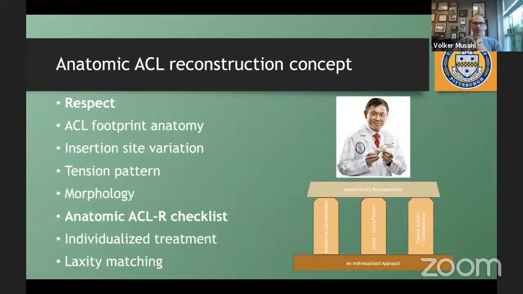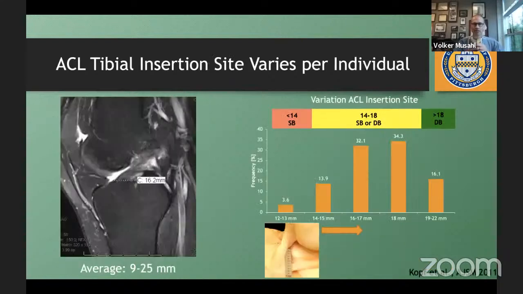Here's Dr. Fu's anatomic ACL reconstruction paradigm. So we respect the footprint anatomy, the insertion site variation, small to big, the tension pattern of the ACL, and really importantly, the morphology of the knee. We created an ACL anatomic checklist published in JBJS, where you can see what is all needed so that you can claim your reconstruction is actually anatomic. And then there's individualized treatment.